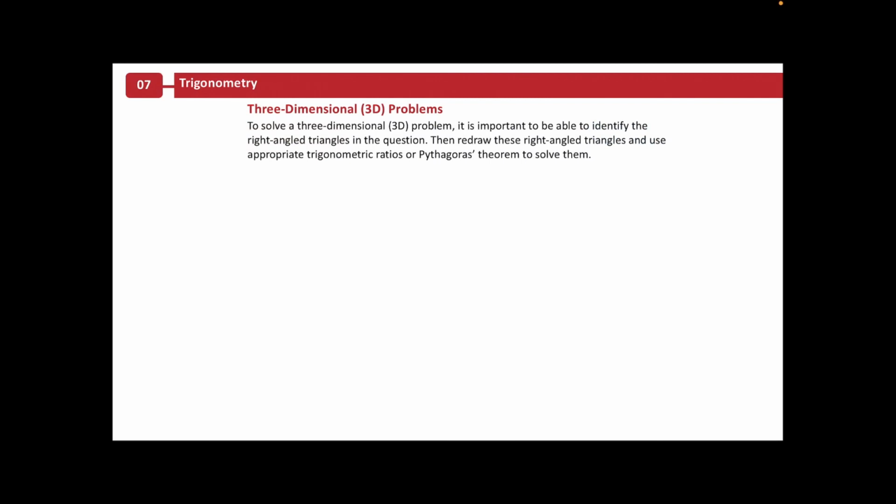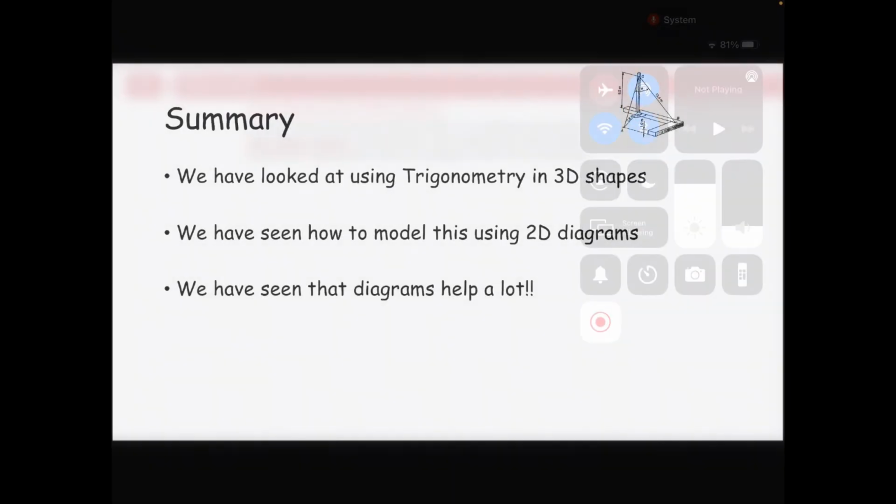So remember, with three-dimensional problems, it is important to identify the right angles in the question. Then redraw these right angles and use the appropriate ratios or Pythagoras' theorem to solve them. If you see a 3D shape, think 2D diagram. Find your right angle triangles, and solve with Pythagoras or your trigonometric ratios, SOH, CAH, and TOA.